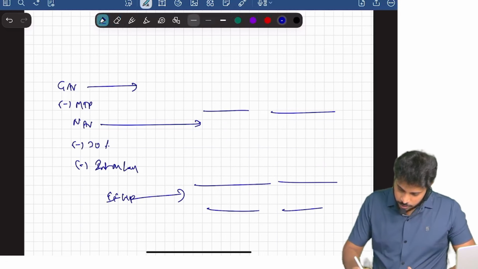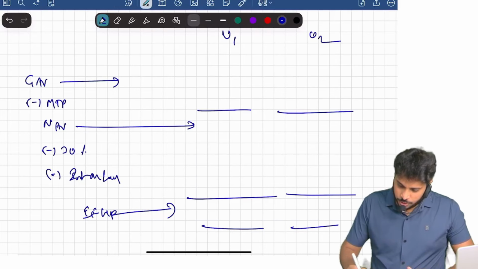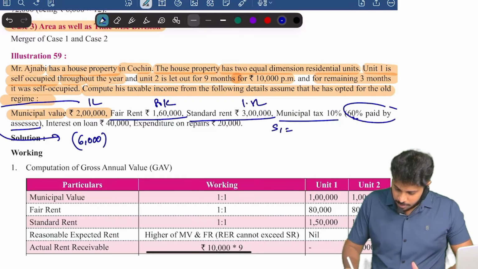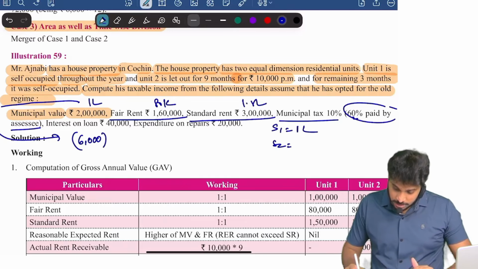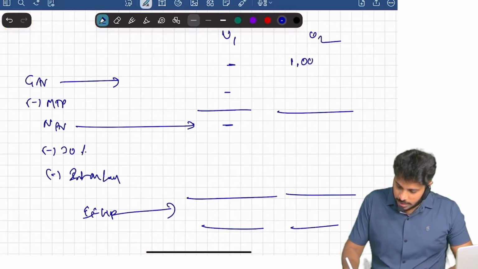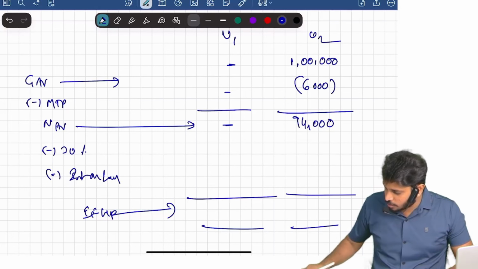Okay. Now unit 1, unit 2. Correct? Now unit 2 let out. Let out means what? 1 lakh. Step number 1 will be 1 lakh. Step number 2. How much is the step number 2? 90,000, because 9 months it was rented and there is no vacancy. Whichever is higher, 1 lakh. So 1 lakh. Correct? Municipal taxes paid, we computed 6,000. 94,000.